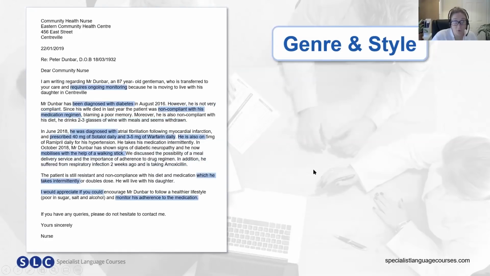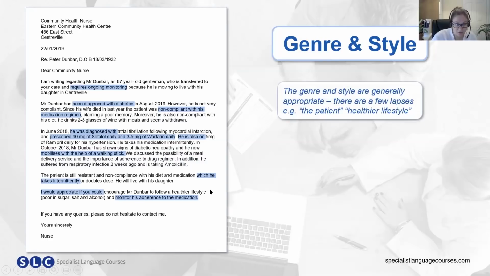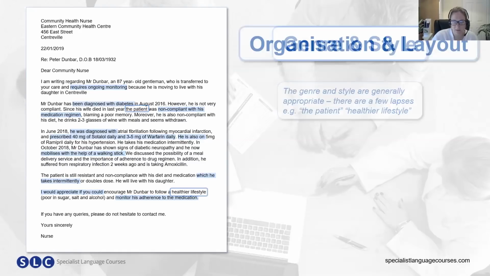Genre and style is quite good here. I think there's lots of factual and professional language. I've highlighted quite a lot here. This is all common professional language that would be used for this context. So that's been achieved quite well. There are a few lapses, for example, "the patient" and "healthier lifestyle", but I don't think they are intrusive or distract from the overall style of the letter. So this is done quite well, I think.